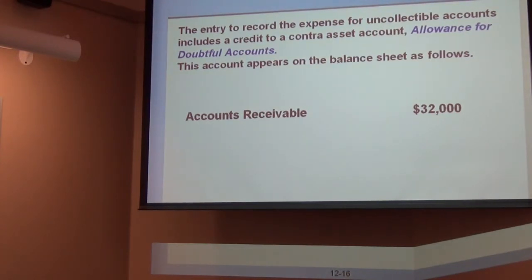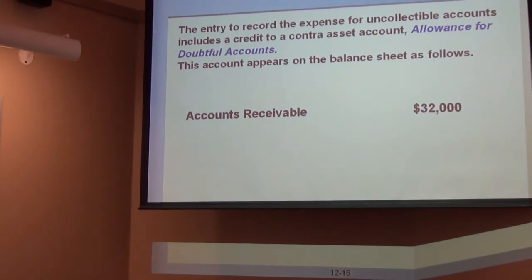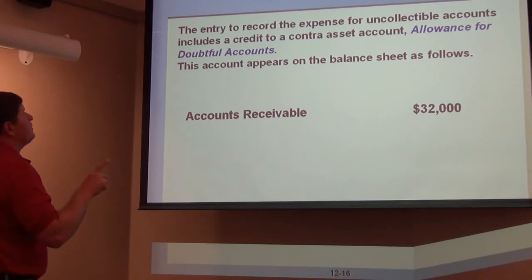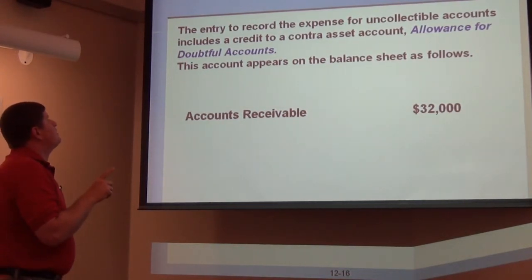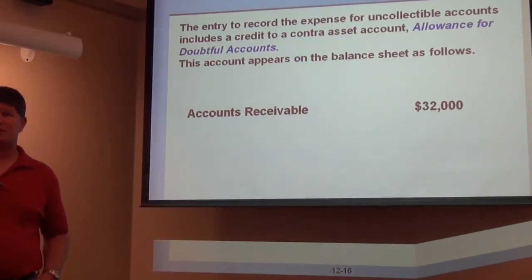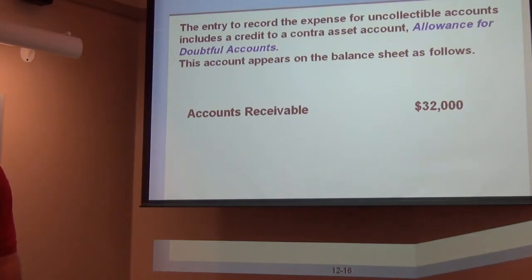So we're going to do an example here. We're going to do an example where we record the expense for uncollectible accounts and set up the allowance. Remember, we're setting up, I want to use a different word, we're setting up a reserve. You know, we're setting money aside for that rainy day when we figure that the customer isn't going to pay us. So we record the expense now and we set up the reserve for later. Does that help you to think about it that way?